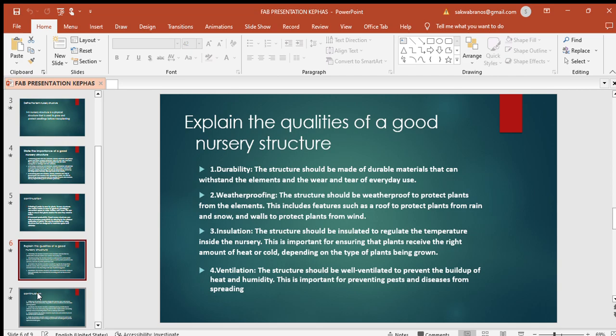Also, you ensure that your nursery is insulated. The structure should be insulated to regulate the temperature inside the nursery, and this is for ensuring that the plants receive the right amount of heat or cold depending on the type of plant being grown. Number four is ventilation. The structure should be well ventilated to prevent the buildup of heat and humidity. This is very, very important for preventing pests and diseases from spreading.